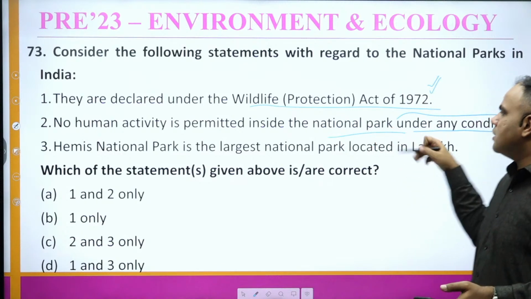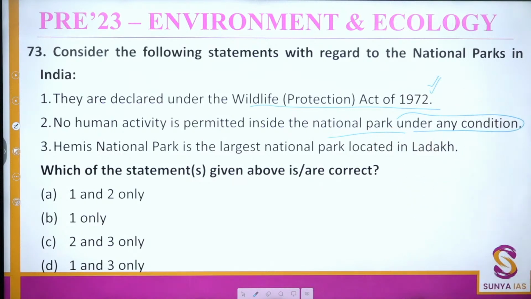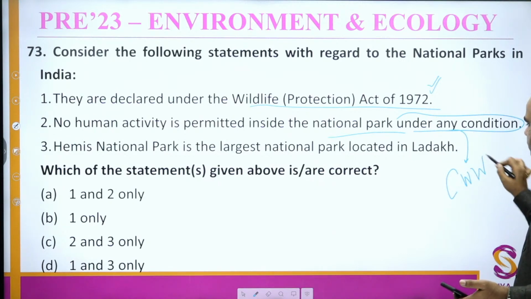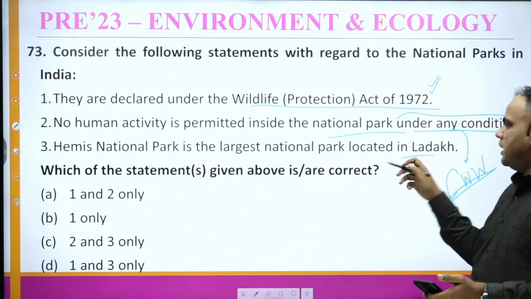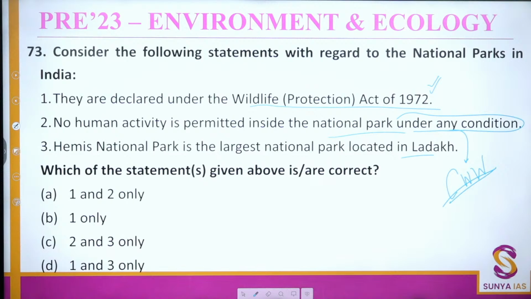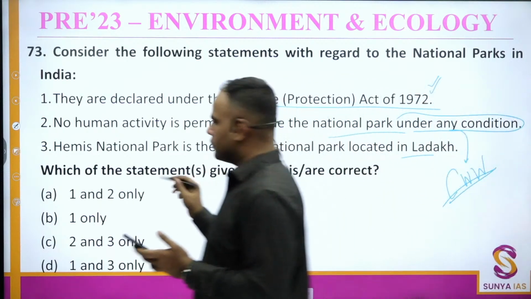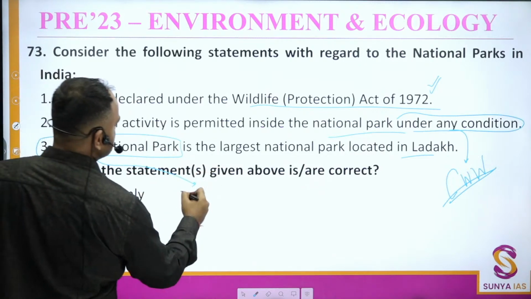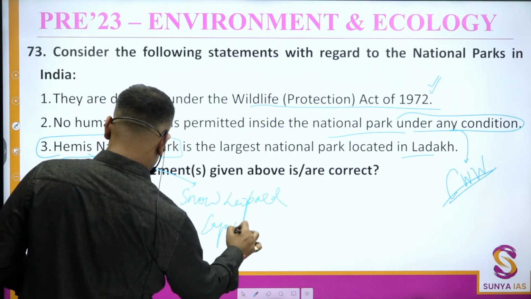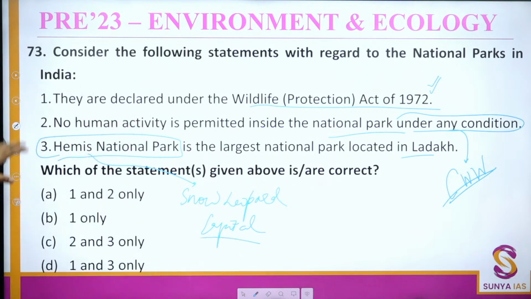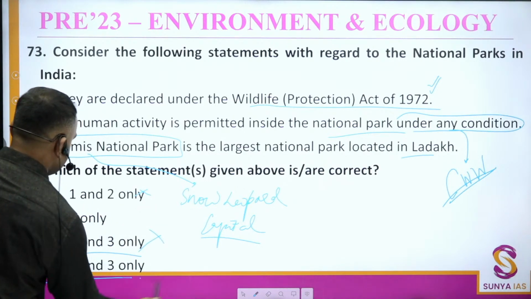So no human activity is permitted. There is a very high degree of protection that is given, that is true. But overall, one needs to know that except for the ones permitted by the Chief Wildlife Warden. That is one. Then third, Hemis National Park is the largest national park of India, which is located in Ladakh. Question number 73. That is true. This is Hemis, in Ladakh, and it is also known as the snow leopard capital of the world. So eliminate statement number 2. You get your answer D, 1 and 3 only.